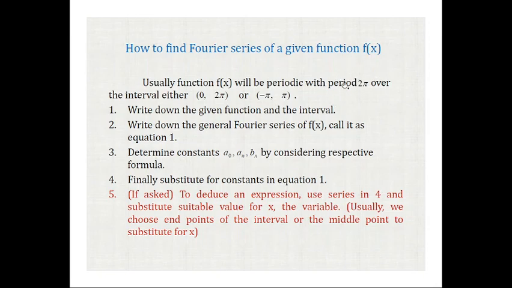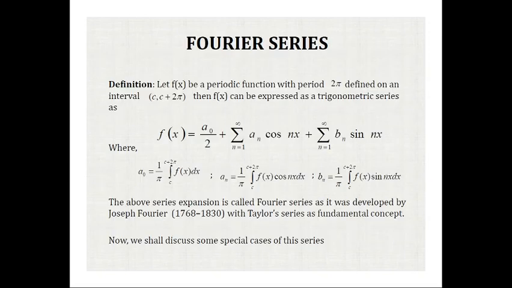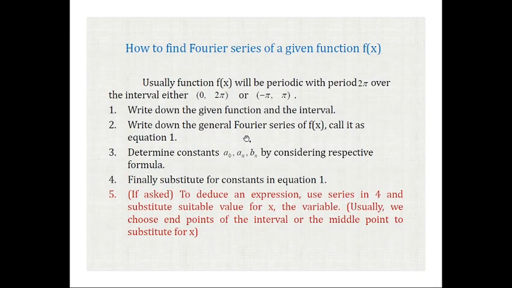So first thing you have to write, the given function is periodic with period 2 pi, and then write down this formula: f of x equal to a naught by 2 plus summation a n cos n x plus summation b n sin n x. First write down the given function and the interval, the given data. Second, write down the general Fourier series expansion. Then again write down the formulas for a naught, a n, b n if you want.